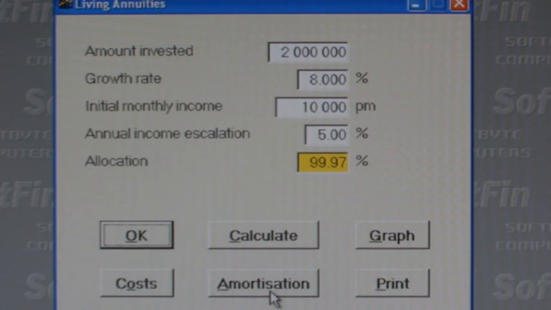In this example, the amount we have placed or invested in the living annuity is 2 million Rand. We've entered a growth rate of 8% per annum. We will draw 10,000 Rand per month to start with and escalate the 10,000 Rand income at 5% per annum. The thing to remember here is that the income we receive is fully taxable as normal pension income.